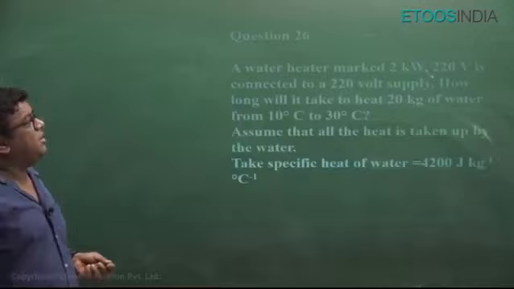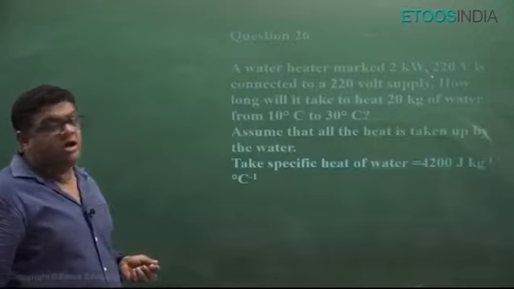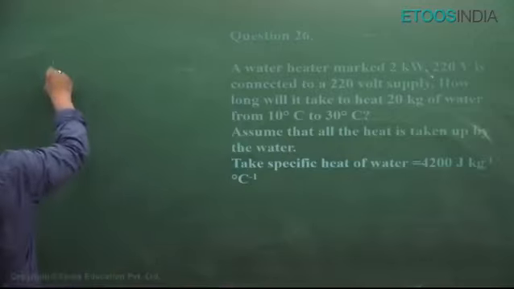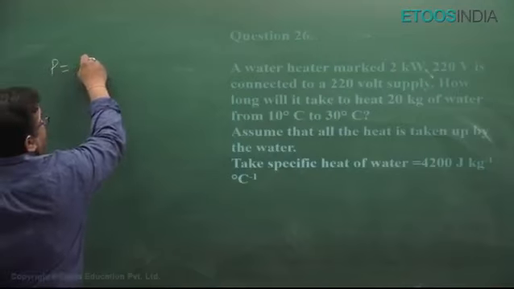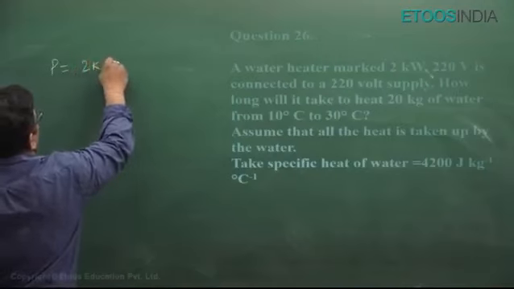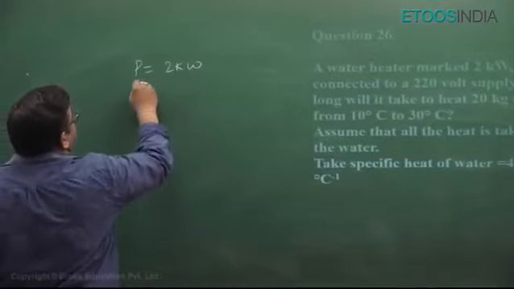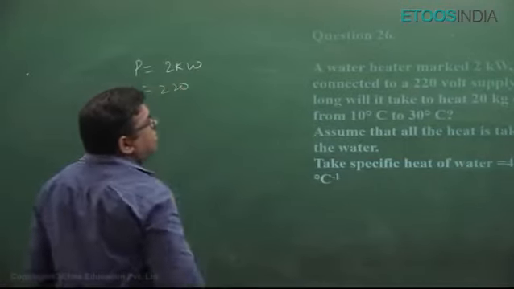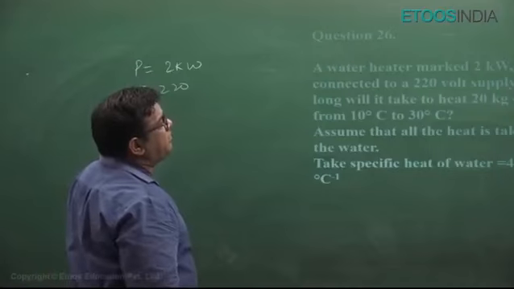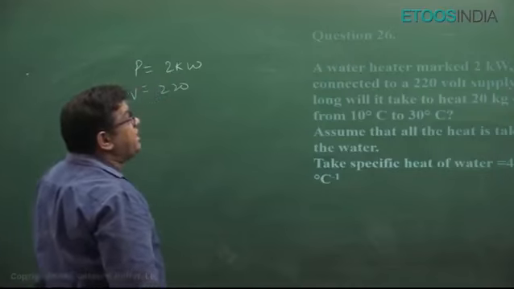A water heater marked 2 kilowatt and 220 volt is connected to a 220 volt supply. So the things given here are 2 kilowatt and 220 volts. How long will it take to heat 20 kg of water?